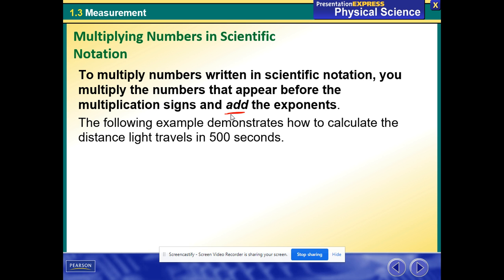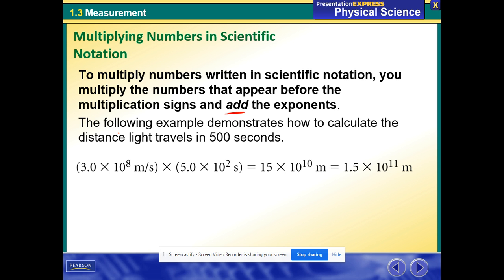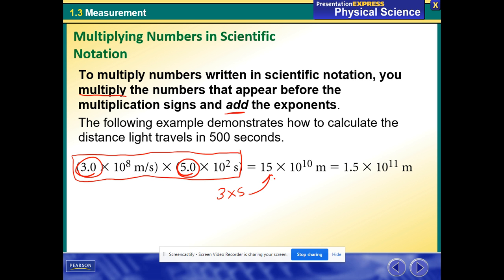So let's do the example about how light travels. Here are our 2 numbers that we want to multiply. So our 2 scientific notation numbers. It's telling us to multiply the numbers before the multiplication sign. So we're going to multiply the 3, because see, it's before the multiplication sign, and the 5. So 3 times 5 got us our 15.